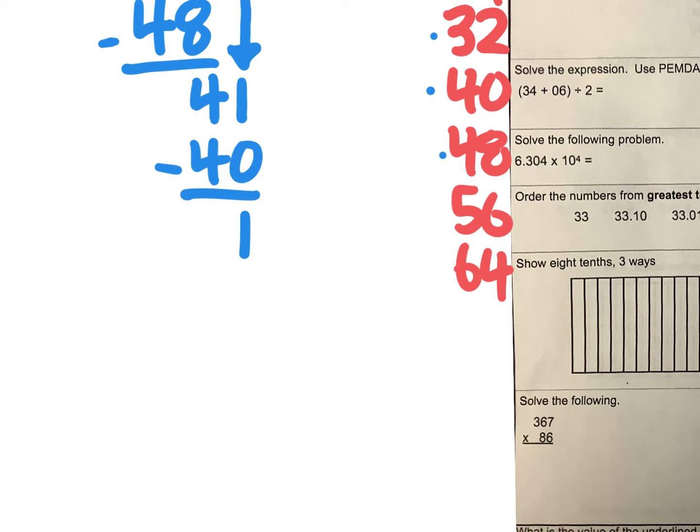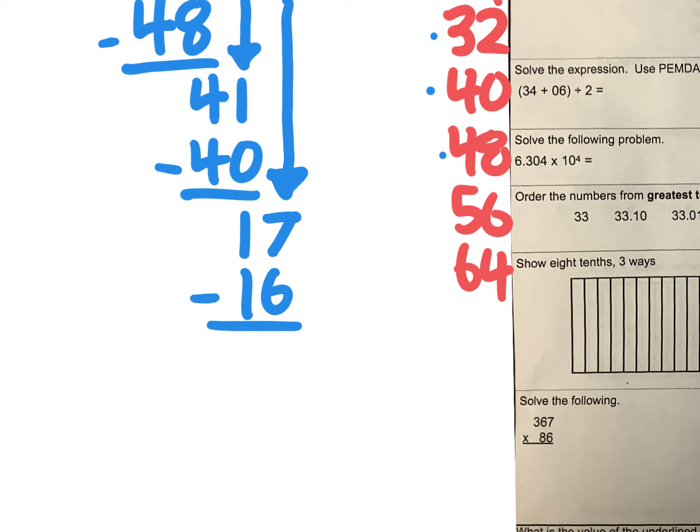Okay, so I'm going to check. When I check, I see that this 1 is smaller than this 8. So now it is time to bring down the 7. How many times will 8 go into 17? 2 times. I'm going to put it right here above that 7. 8 times 2 is 16, 17 minus 16 is 1. When I check, this 1 is smaller than this 8.